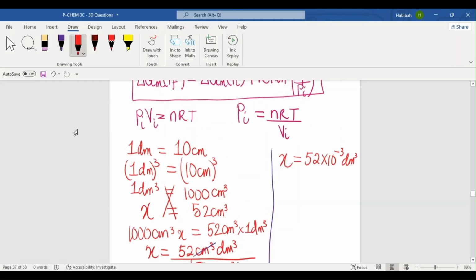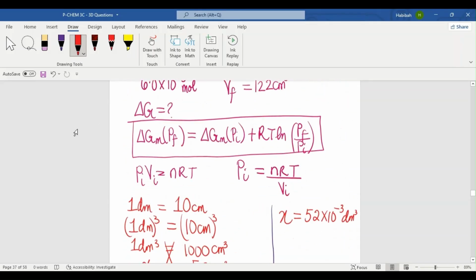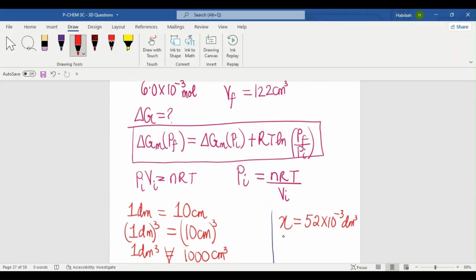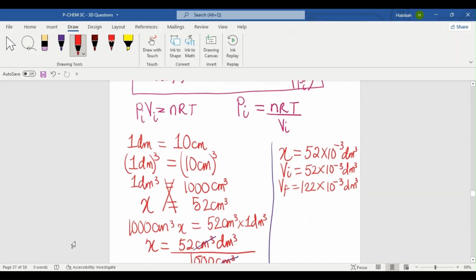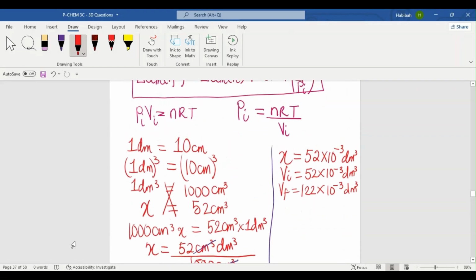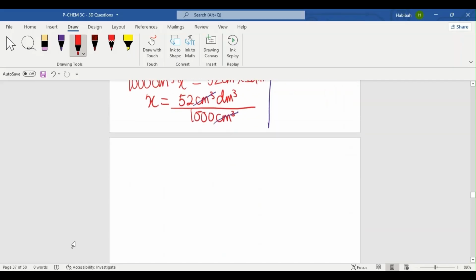Applying this knowledge to the final volume, the initial volume is going to be 52 times 10 raised to the power negative 3 decimeter cubed. Applying this to V final, V final is actually going to be 122 times 10 raised to the power of negative 3 decimeter cubed. So I think we get the point, right? Now that we have that, we can find our P initial. Let's go into the next page.